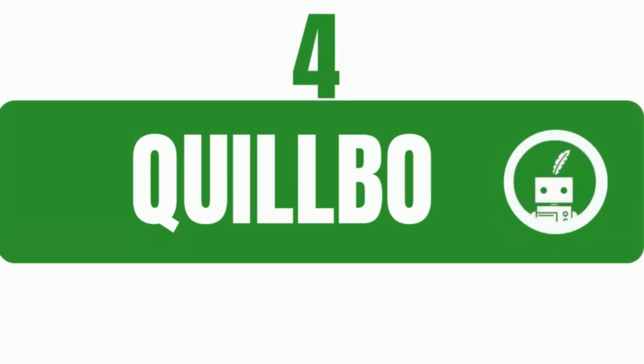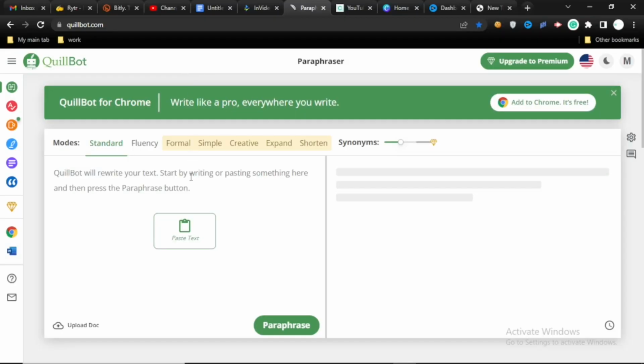At number 4 we have QuillBot. If you're going to be creating a video with the first tool, InVideo, most times you'll be needing to use an article for your script. And if you're a blogger and you want to transform your blog post into YouTube videos, you will have to paraphrase those texts in your articles. So what better AI writer tool than QuillBot?